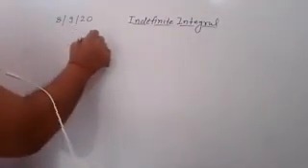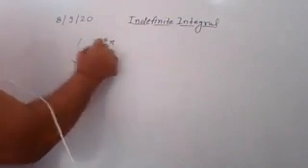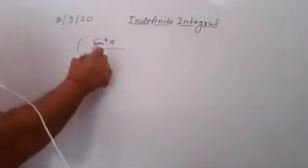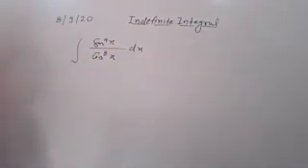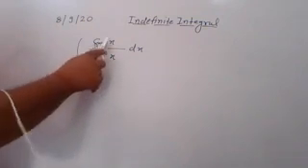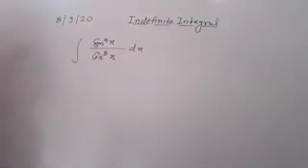Integration of sine to the power 4x upon cos to the power 8x dx. So this is a different form of your integral. Here actually the powers m and n are not natural numbers. That can also be written as sine to the power 4x into cos to the power minus 8x.